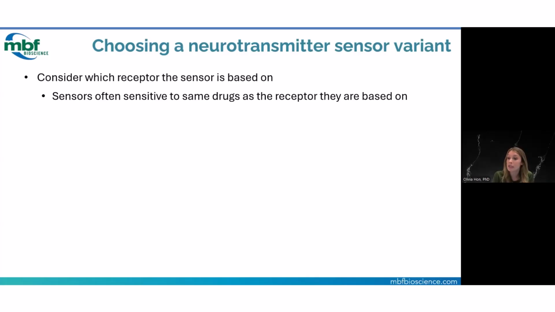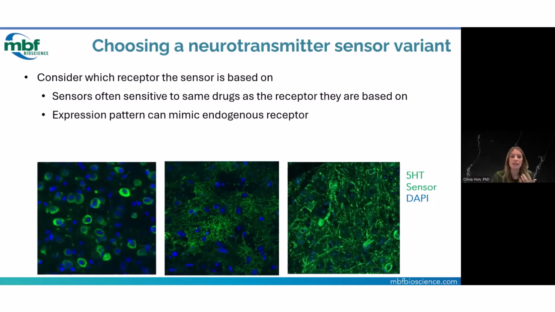The receptor that the sensors are based on is also going to determine things like affinity, sensitivity, and all that. So that's something to keep in mind as well. This is also more of a nuanced thing, but the expression pattern of the sensor often does mimic the trafficking pattern of the endogenous receptor. What that means is that the pattern of expression you get is going to look different depending on what the sensor is based on. I have here at the bottom 3 different images of different serotonin sensors. All of them are sensing serotonin, but you can see that the expression pattern varies dramatically.